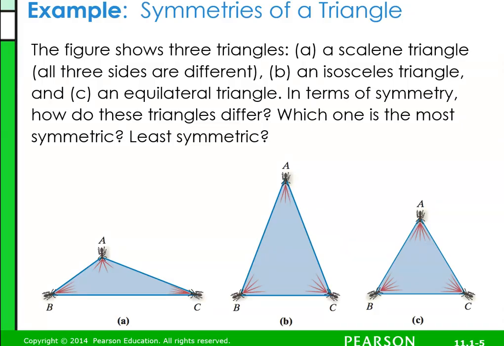Symmetries of a triangle. Okay, we're going to come back to this. This is actually an example, but we'll eventually come back to it. We're just going to open up some questions here. The figure shows three triangles. A is a scalene triangle. Again, all sides are different. In the middle, B is an isosceles triangle, so legs AB and AC are congruent, as well as the base angles B and C. Then we also have an equilateral triangle, the last one here. All sides are congruent, all angles are congruent.